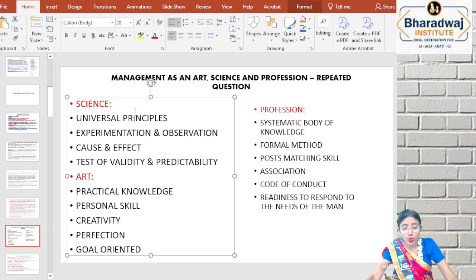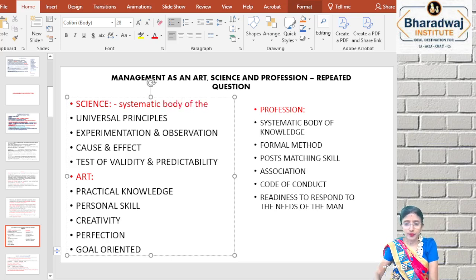Science: universal principles, experimentation and observation, cause and effect, test of validity and predictability. And of course, this fundamental point you should know: systematic body of theoretical knowledge. That is always given. That's a definition actually. Systematic body of theoretical knowledge.